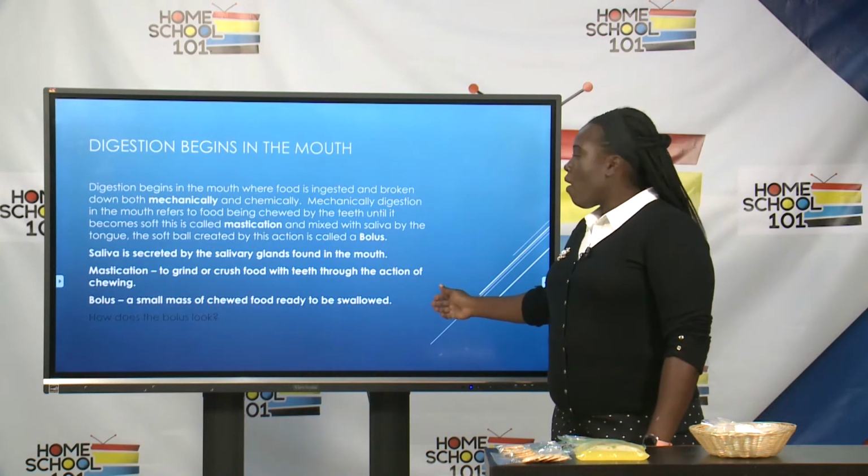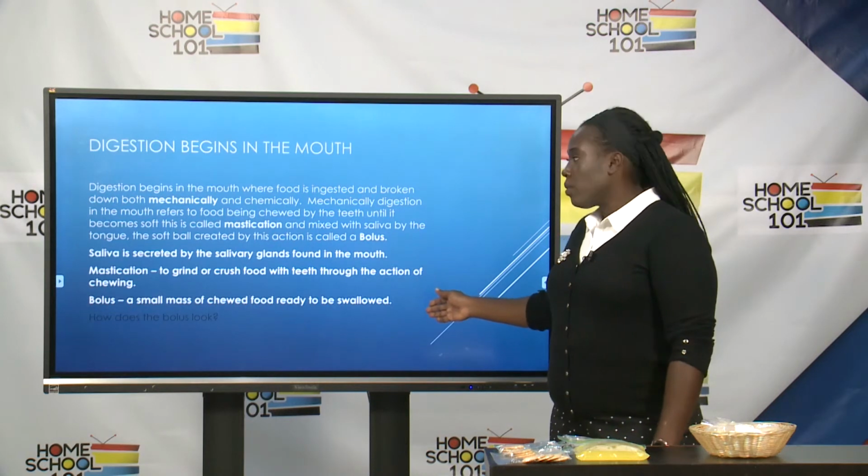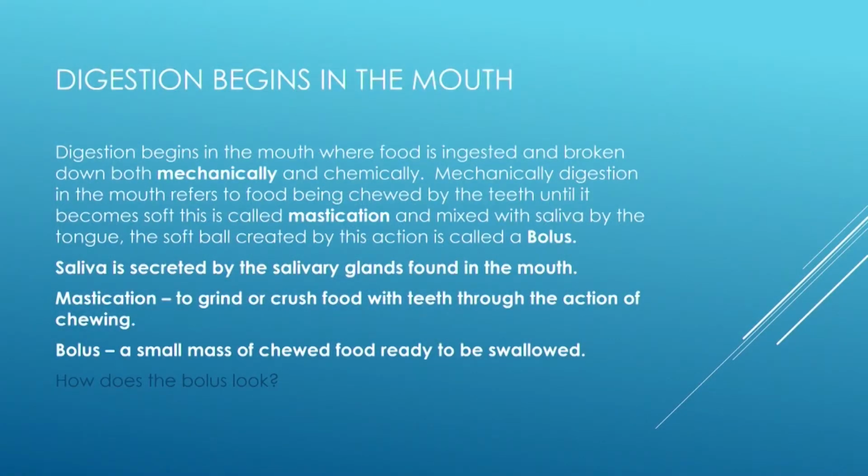Here are some of our very important terms. Saliva. Saliva is secreted by the salivary glands found in the mouth. Mastication. To grind or crush food with teeth through the action of chewing. And bolus. A bolus is a small mass of chewed food ready to be swallowed.